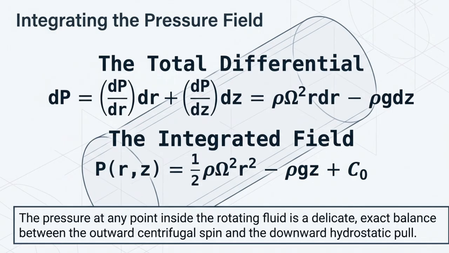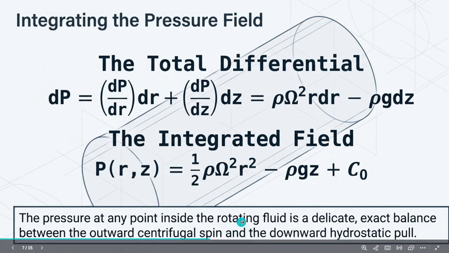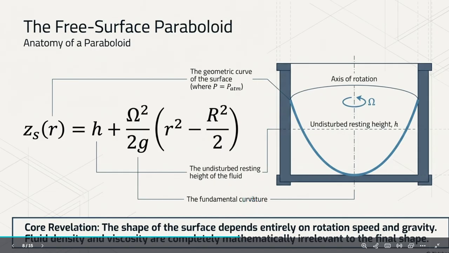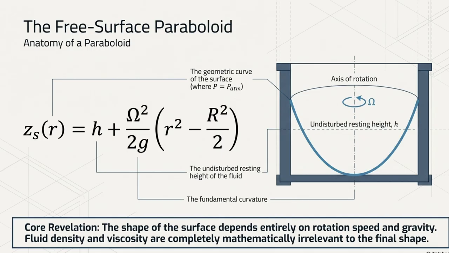The pressure at any point inside the rotating fluid is a delicate exact balance between the outward centrifugal spin and the downward hydrostatic force. From this, we get the equation of the free surface paraboloid, which is Zs of r is equal to h plus omega square upon 2g into r square minus R square by 2. Here Zs tells us the geometric curve of the surface where p is equal to p atm, and h is the height of the fluid, and omega square by 2g tells the fundamental curvature of the fluid.